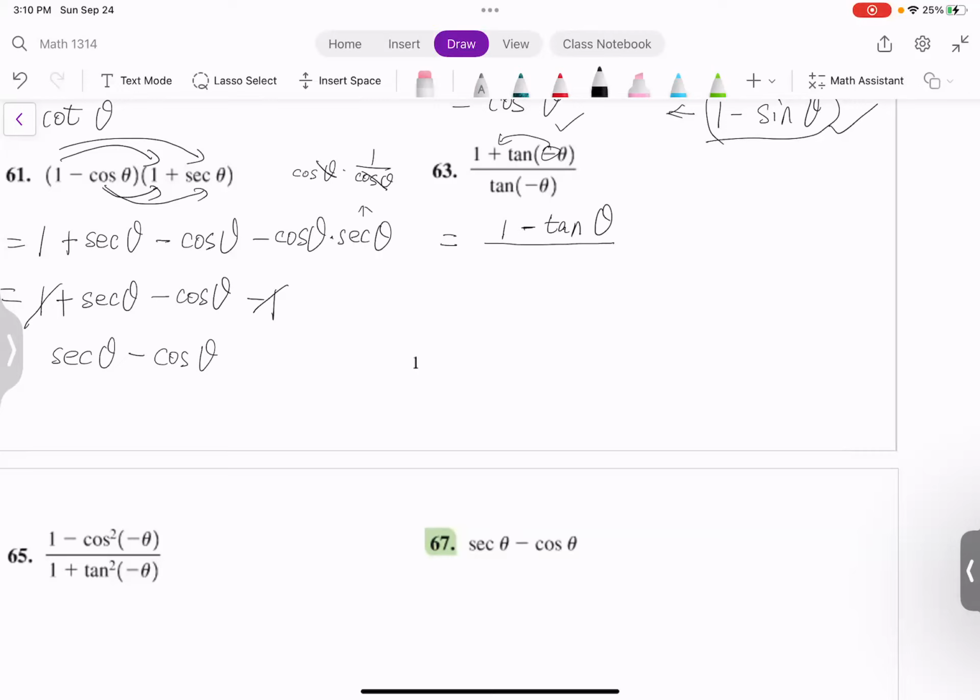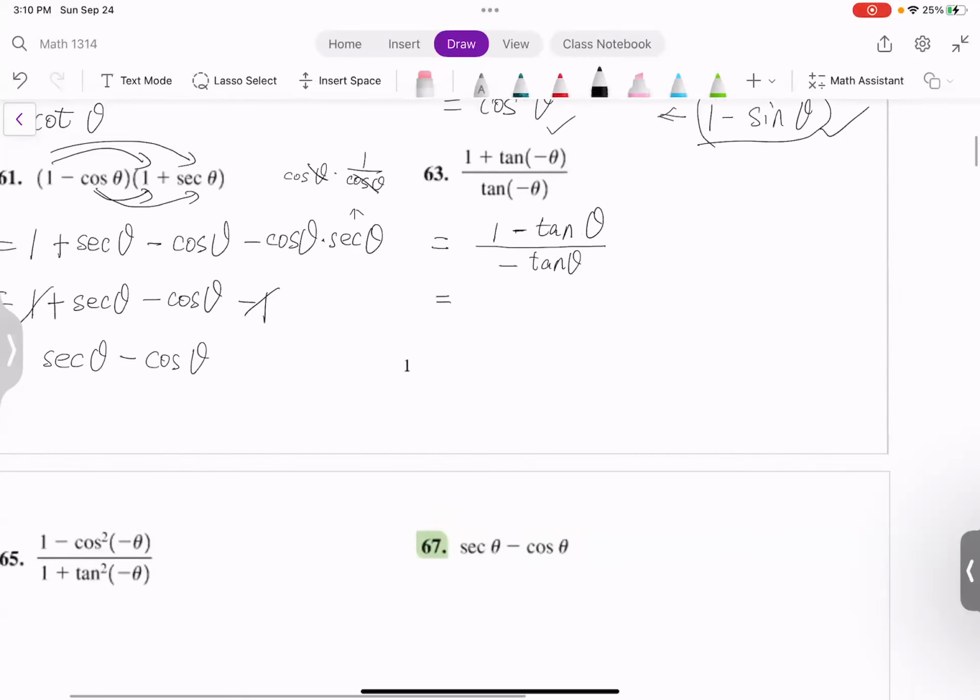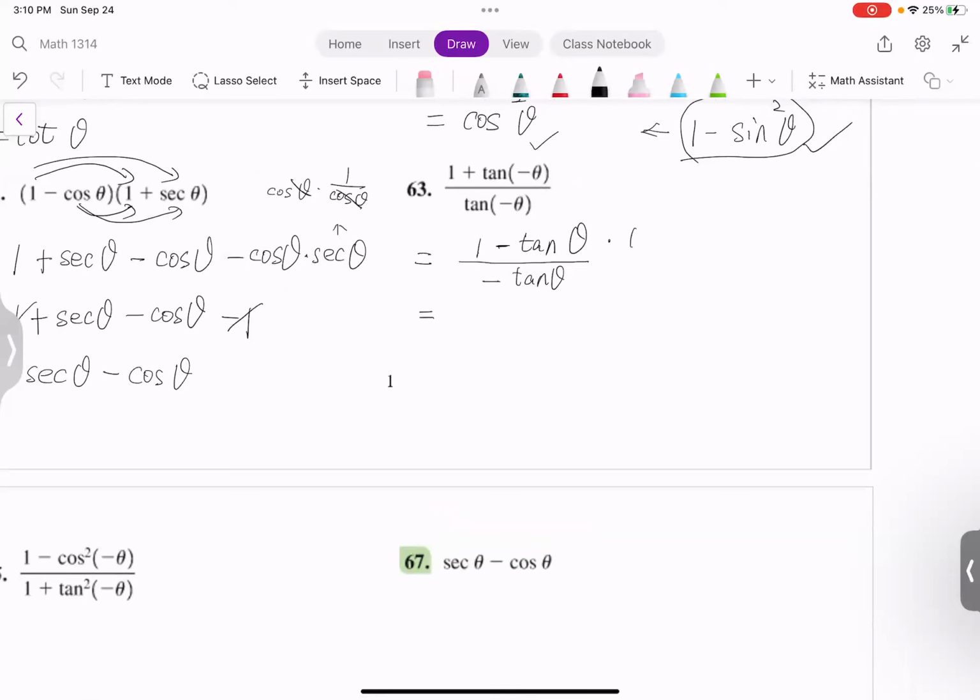And how about the bottom? On the bottom, we have a negative, and I can move it in front. So let me erase this. Then I'm having negative tangent theta. I want to have the positive bottom, so I can multiply by -1 top and bottom. You can skip this step, or you can do some other steps. It's -1 plus tangent theta, and then the bottom is positive tangent theta.